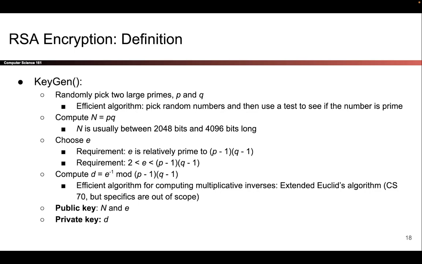Then you're going to compute a number n, which is P times Q. Usually, P and Q are large enough that the resulting n is between 2,000 and 4,000 bits long. So it's a pretty big number.